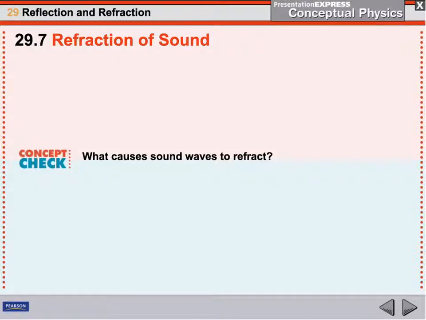What causes sound waves to refract? End of notes, part 1.